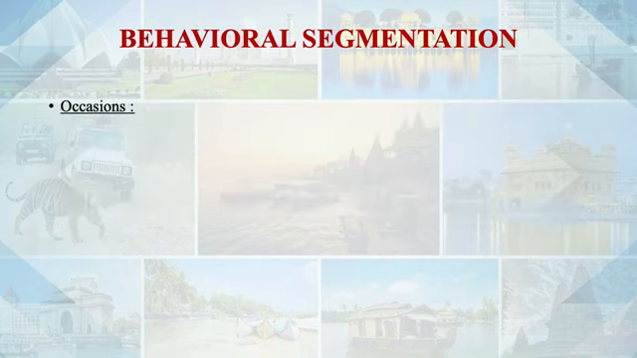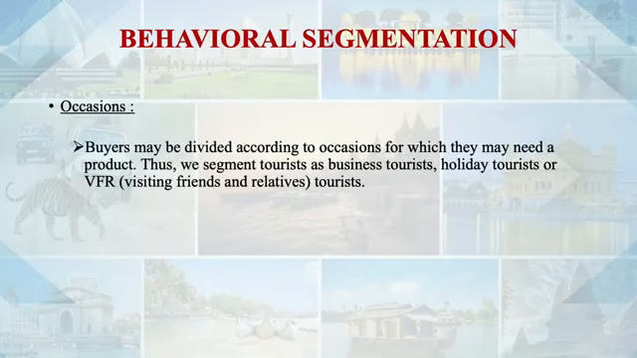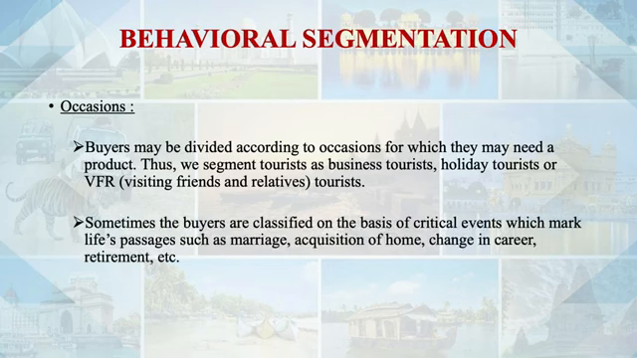Number one is occasions. Buyers may be divided according to occasions for which they may need a product. For example, a person usually travels on an occasion concerning business, vacation, or family. Thus, we have segments such as the business tourist, the holiday tourist, or the VFR, which is visiting friends and relatives tourists. Sometimes the buyers are classified on the basis of critical events which mark life's passages, such as marriage, divorce, acquisition of a home, injury, illness, change in career, retirement, etc.